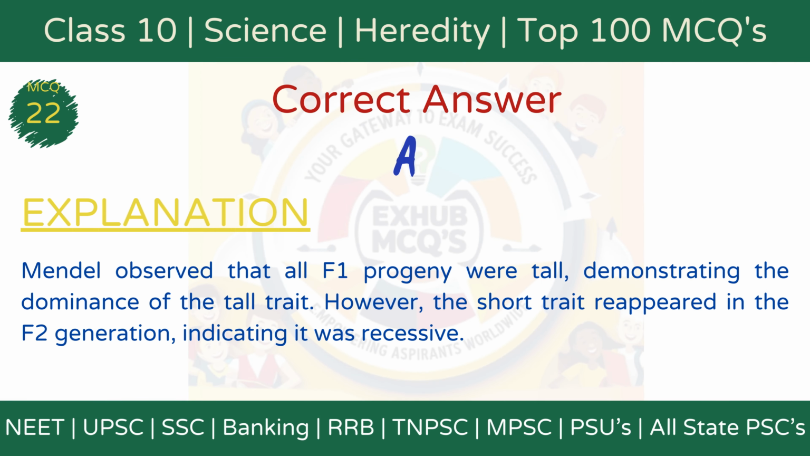The correct answer is option A, all progeny were tall. Explanation: Mendel observed that all F1 progeny were tall, demonstrating the dominance of the tall trait. However, the short trait reappeared in the F2 generation, indicating it was recessive.